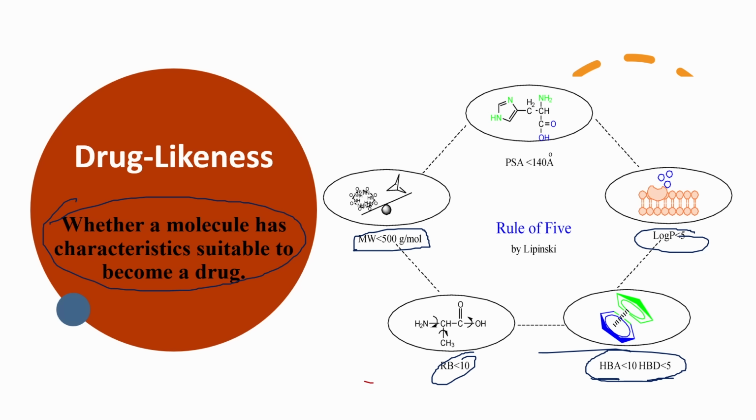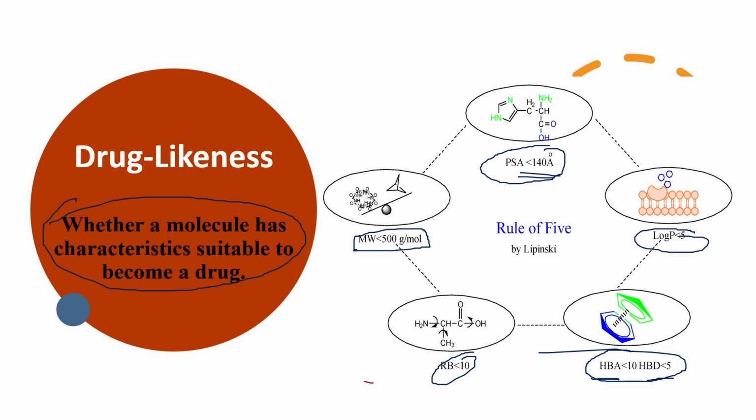Log P is the lipophilicity. The topological polar surface area should be less than 140 angstrom squared. So these are the rules which are very important for a compound to be a drug. That is the drug likeness property.